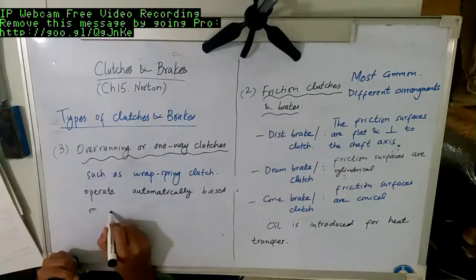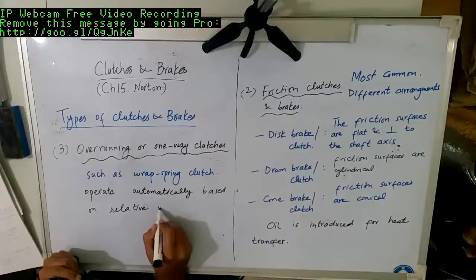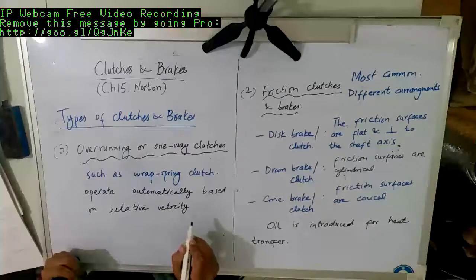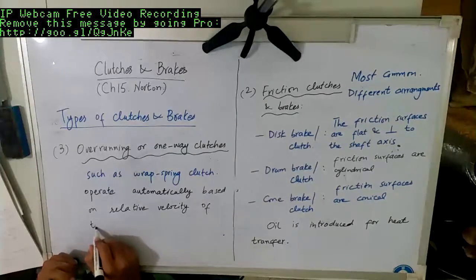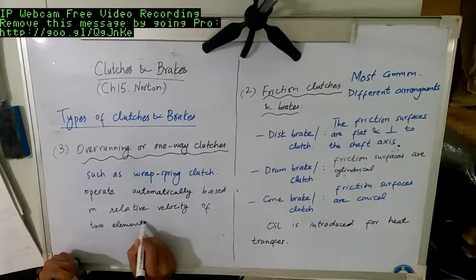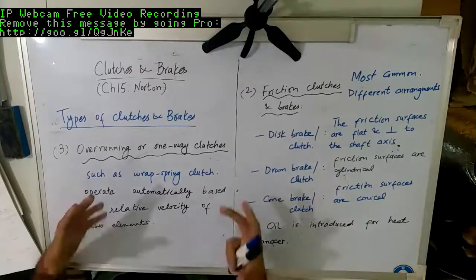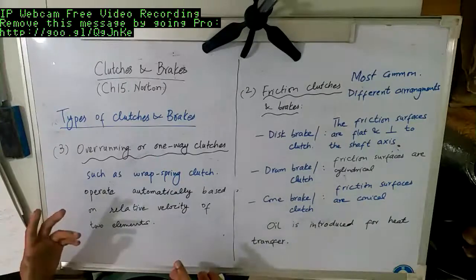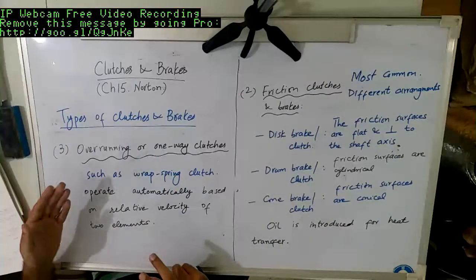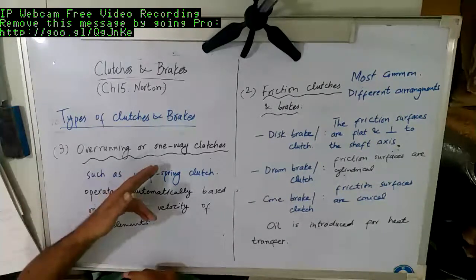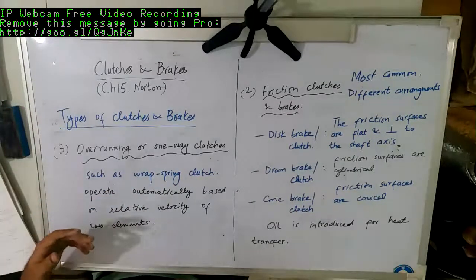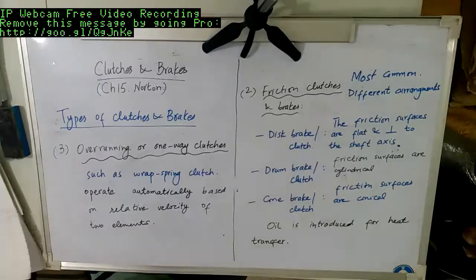Based on relative velocity of two elements. So basically the clutch is automatically engaged when there is velocity in a certain direction, but if the element rotates in the opposite direction, the clutch does not engage. So that is why it is called an overrunning or one-way clutch. So it provides a connection only in one direction and not in the other direction.